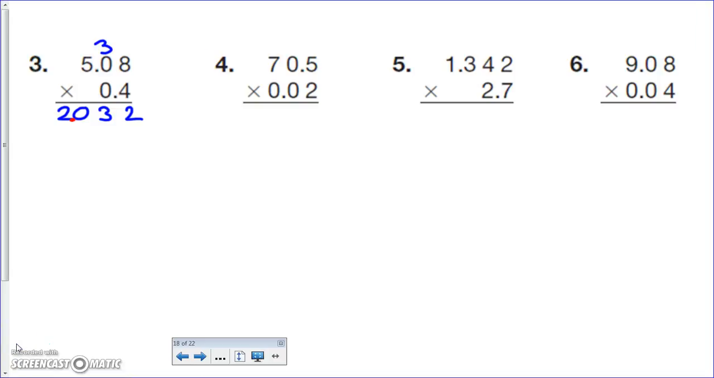For number 4, we're going to multiply across. So we have 2 times 5 is 10. We're going to put the 0 down, carry the 1. Then 2 times 0 is 0, plus 1 is 1. And 2 times 7 is 14.